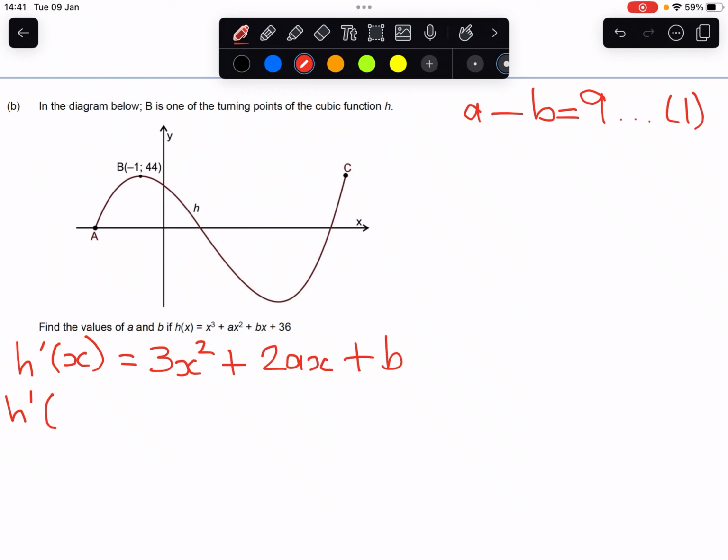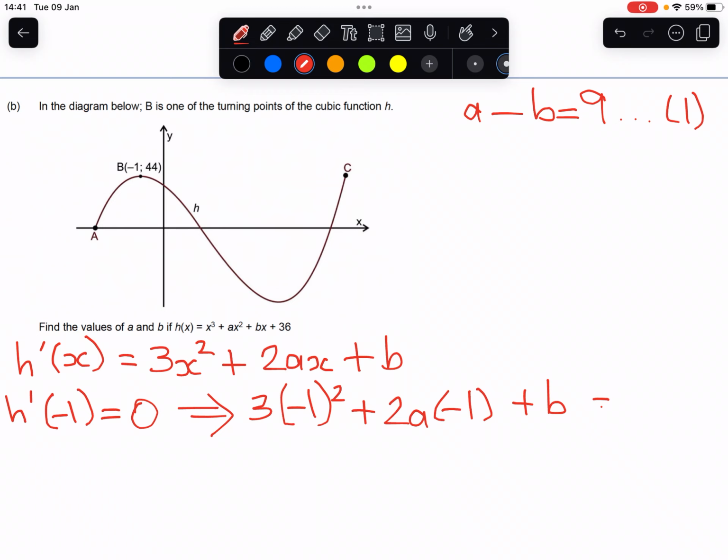And what we have been told is that h prime, if I put in x is equal to minus 1, the result of the first derivative is going to be 0. That's the only way that x is equal to minus 1 would be where a turning point occurs, right? So if I put in minus 1 here, the outcome is going to be 0. So let's simplify this. 3 times negative 1 squared. Negative 1 squared is positive 1. 3 times 1 is just 3. And then over here we have 2 times a times negative 1, so we're going to end up with a negative term.